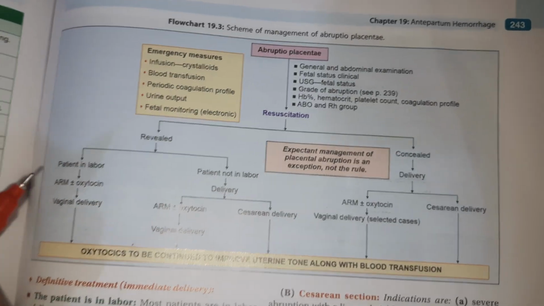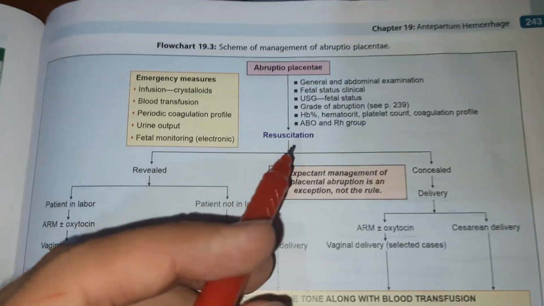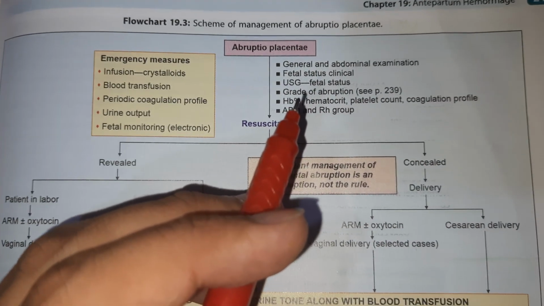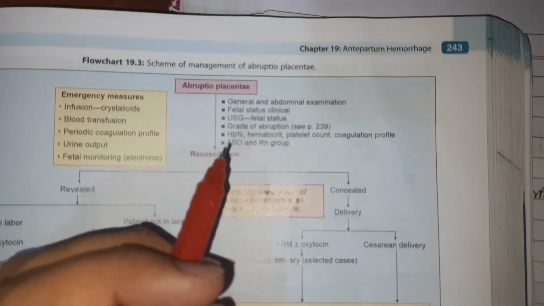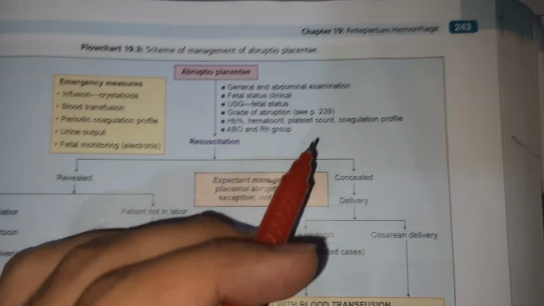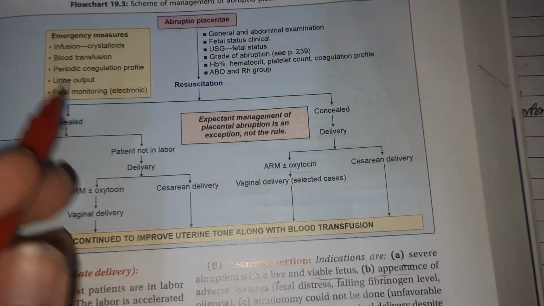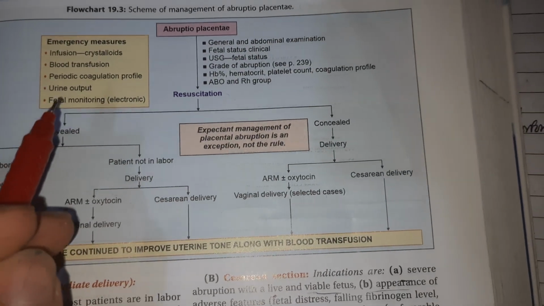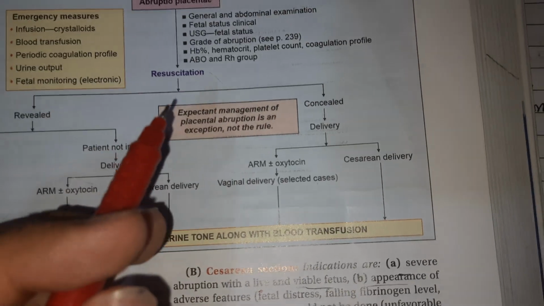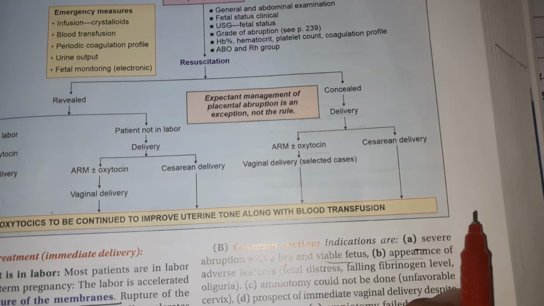This flowchart shows the scheme of management of abruptio placenta. If the patient presents with abruptio placenta, we will assess the general and abdominal examination, fetal status clinically, and ultrasonography of the fetus, grade of abruption, hemoglobin percent, hematocrit, platelet count, coagulation profile, and ABO Rh group. We have to assess all of these, and the emergency measures are infusion of crystalloid, blood transfusion, periodic coagulation profile, urine output monitoring, and electronic fetal monitoring. And we have to do resuscitation and find out whether it is revealed or concealed type of abruptio placenta.